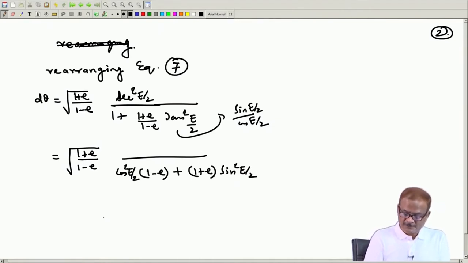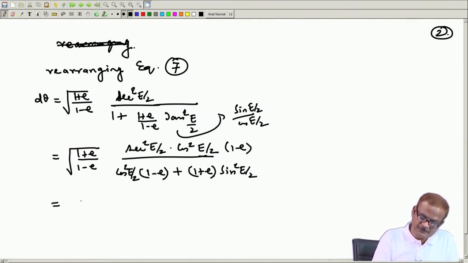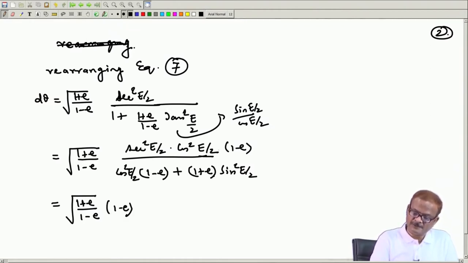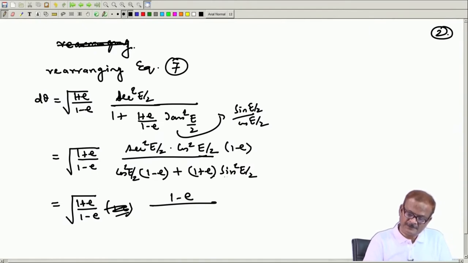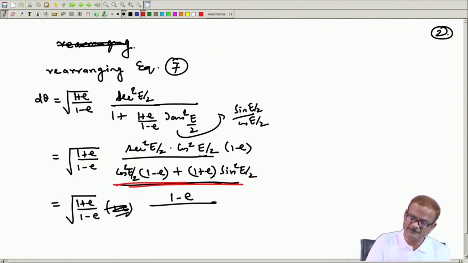Okay. And of course, then we will have here sec square e by 2 times cos square e by 2 and times 1 minus e. So, after rearranging we get this. One little bit more steps are required. Sec square e by 2 times cos square e by 2 is 1. So, this we write as 1, or we can write here 1 minus e, and this term we will rearrange. So, we have to rearrange this particular term.